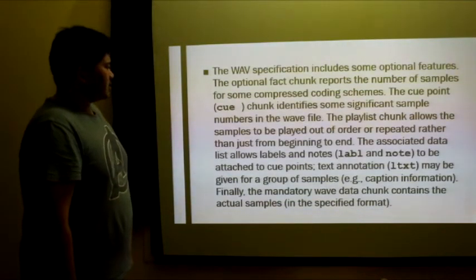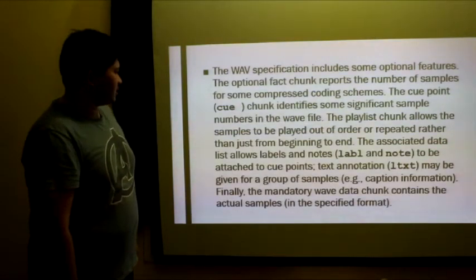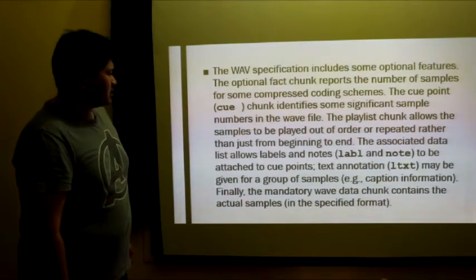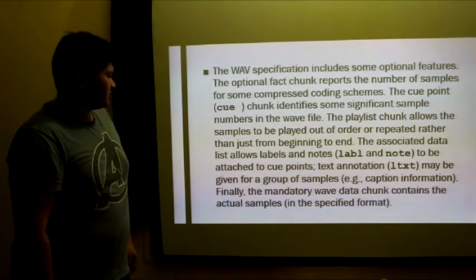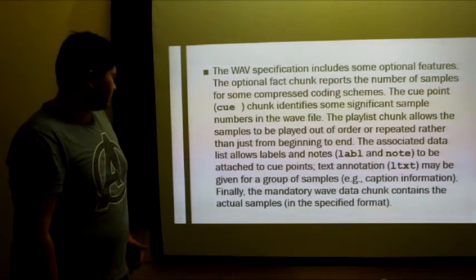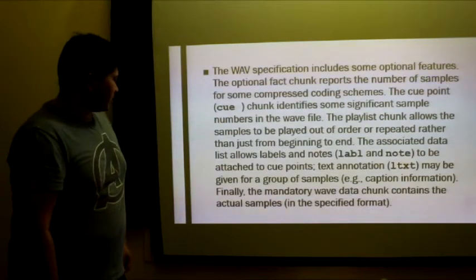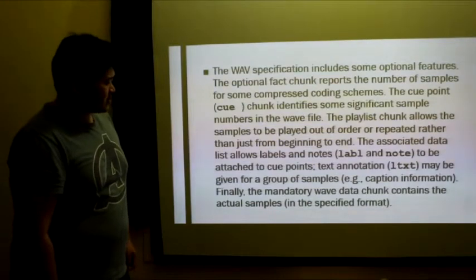The playlist chunk allows the samples to be played out of order or repeated rather than just from beginning to end. The associated data list allows labels and notes, called label and note, to be attached to the cue points. Text annotation, text, may be given for a group of samples, for example, caption information. Finally, the mandatory wave data chunk contains the actual samples in the specified format.